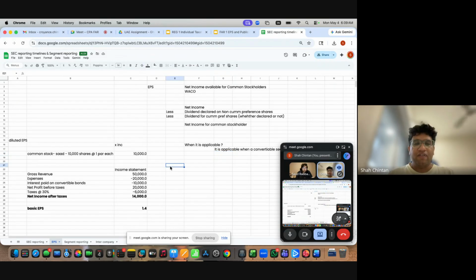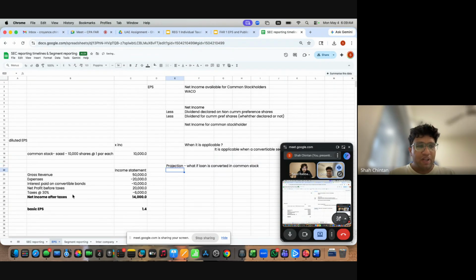Let's do a projection. What if the loan is converted into common stock? Let's just assume what interest we have paid right now here. This is not on convertible bonds; this is on the bank loan. And let's say X Incorporation has taken a 100,000 loan at a 10% rate. They will be issued, let's say, 3,000 shares to settle the loan in future.